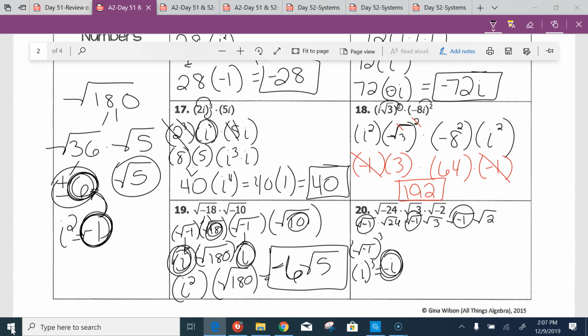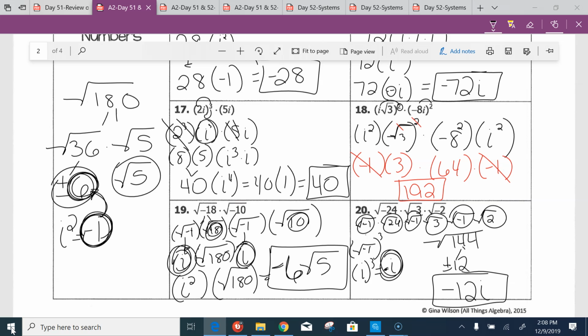Now I'm going to go ahead and take the 24 times the 3 times the 2 and figure out the square root of all those together, which is 144. This luckily is a perfect square. It is plus and minus 12. However, this negative i means I only want the negative answer. So my final answer, oops, not that, let me just properly erase it. So my answer is going to be the negative 12 times the i. And that's my final answer.